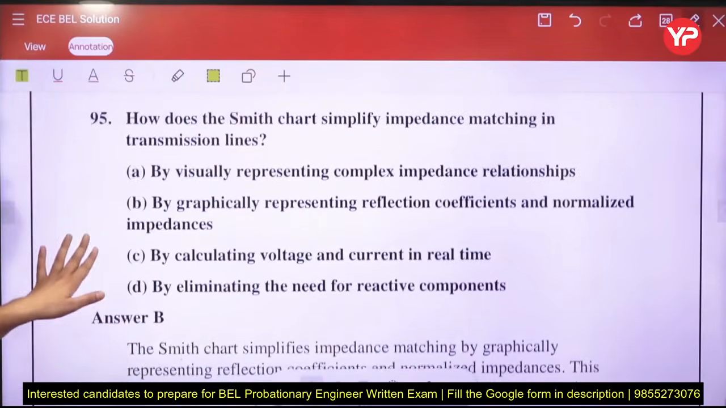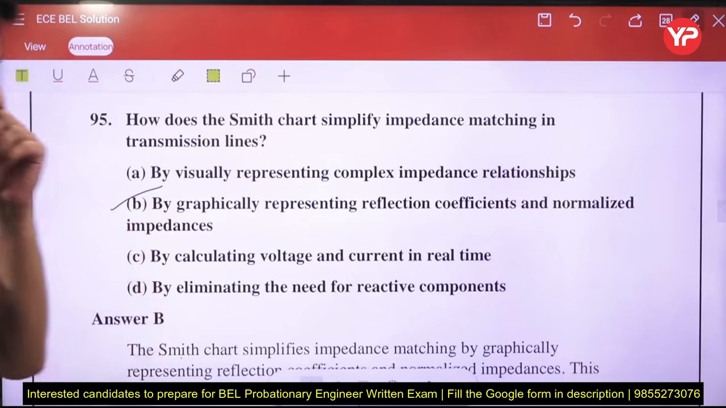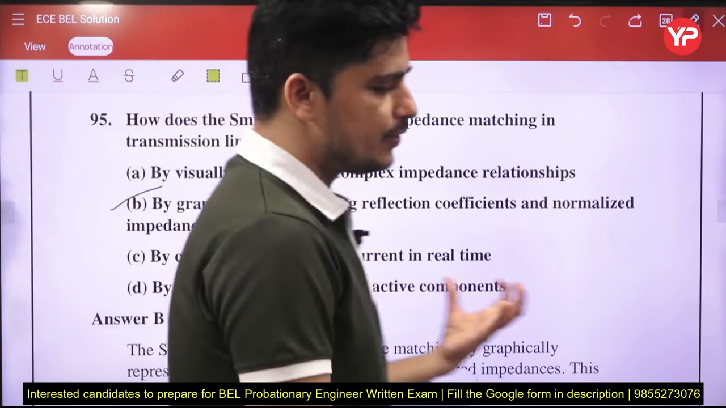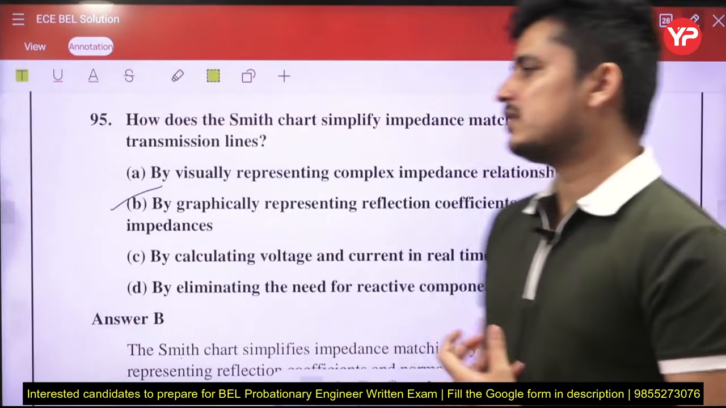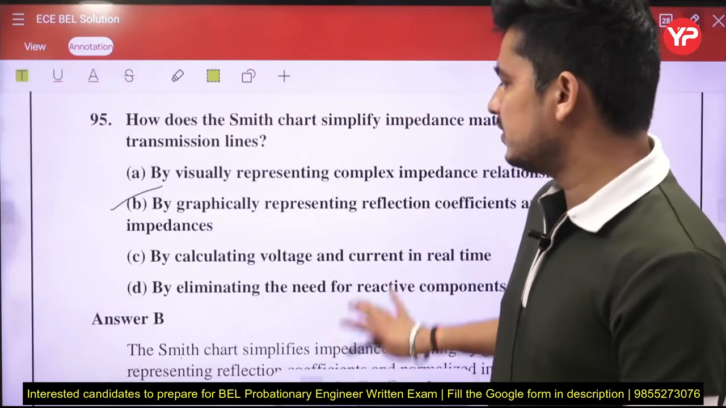How does the Smith chart simplify impedance matching in the transmission line? By graphically representing the reflection coefficient and normalized impedance. See, we are graphically representing the reflection coefficient and the normalized impedance inside the Smith chart.